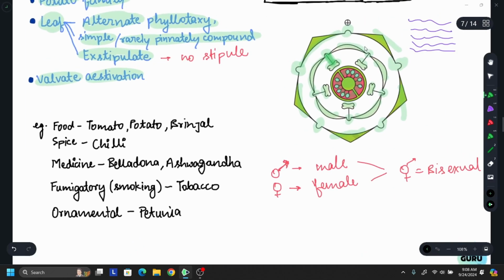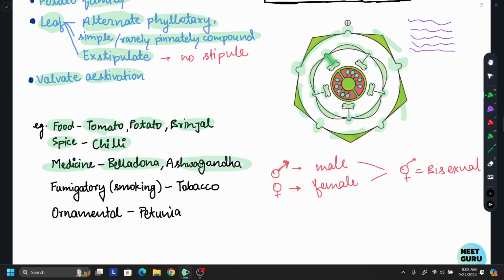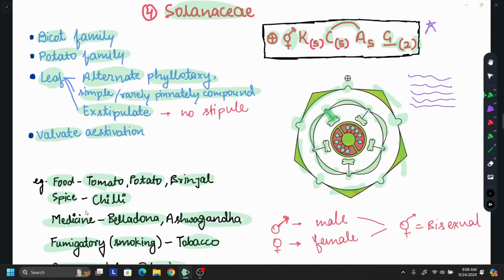Now coming to examples, which are very important because most of the questions come on the basis of examples. Food: if you talk about the members of Solanaceae which provide food, we have tomato, potato, and brinjal. Spice, we have chili. Medicine, belladonna and ashwagandha. Fumigatory, or you can say the plants which are smoked, so we have tobacco, which also comes from the Solanaceae family. And ornamental, which we use to decorate our houses, here petunia. So this is all about the Solanaceae family.